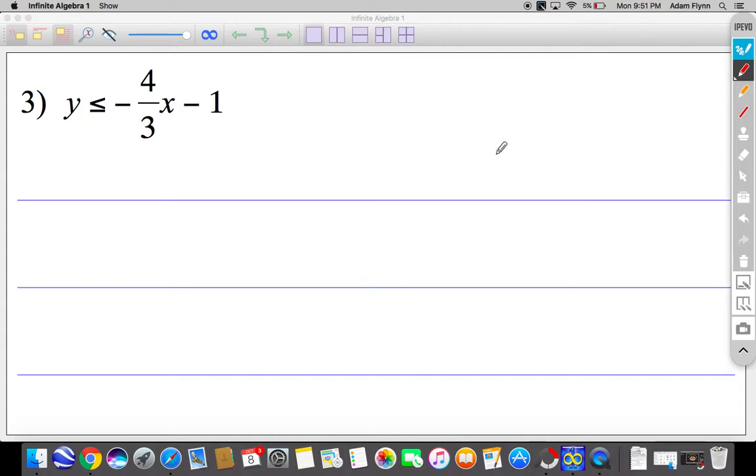So number 3, this linear inequality is in slope-intercept form. We have y is less than or equal to negative 4 over 3x minus 1. Because we have a line underneath our inequality, this solution is included. Okay, we will have a solid line.